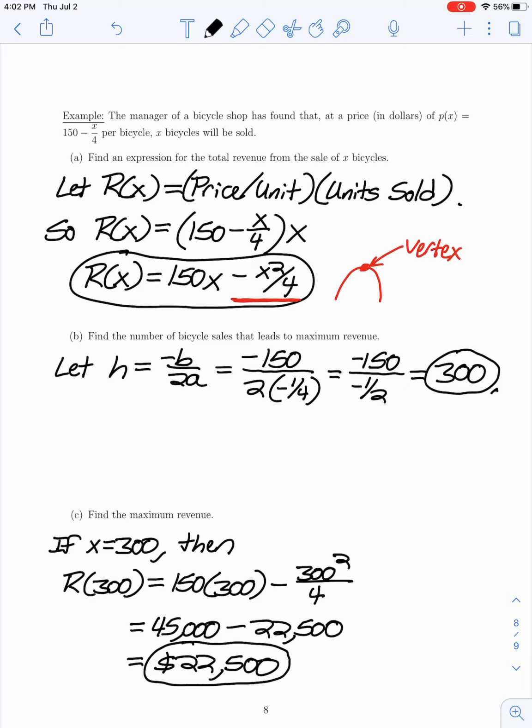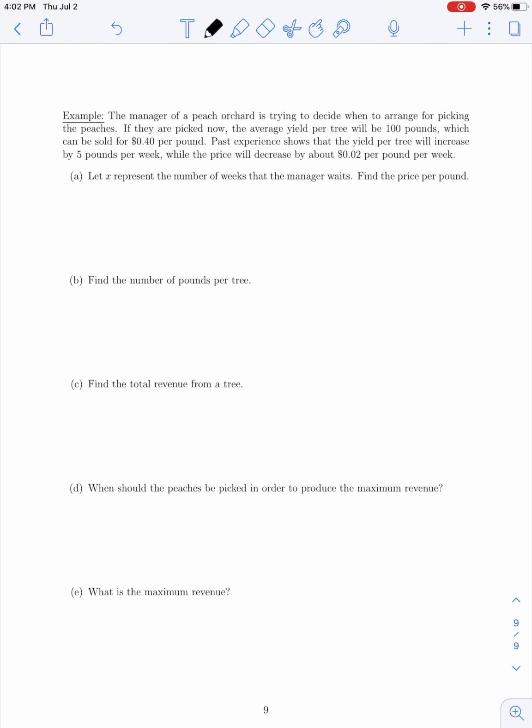So let's take a look at our last one. In this section, we have the manager of a peach orchard who is trying to decide when to arrange for picking their peaches.